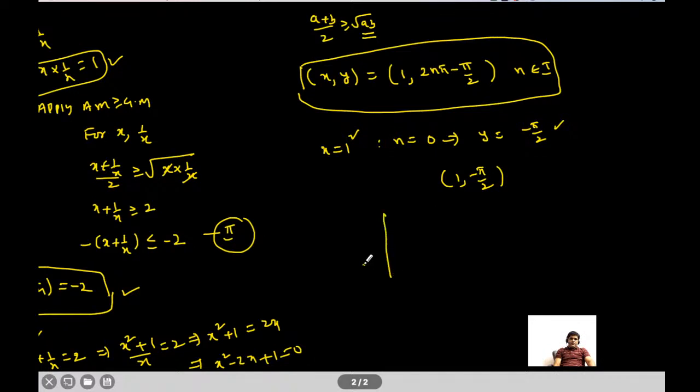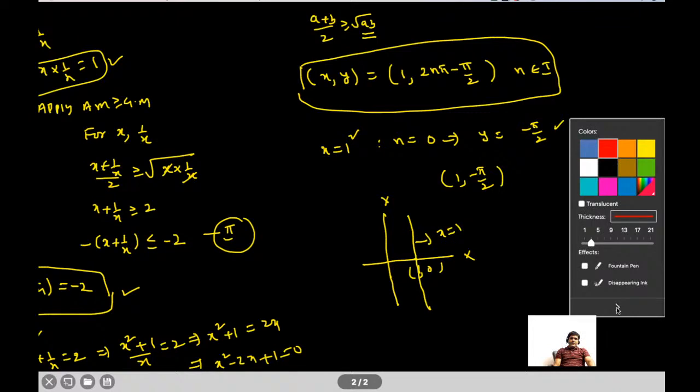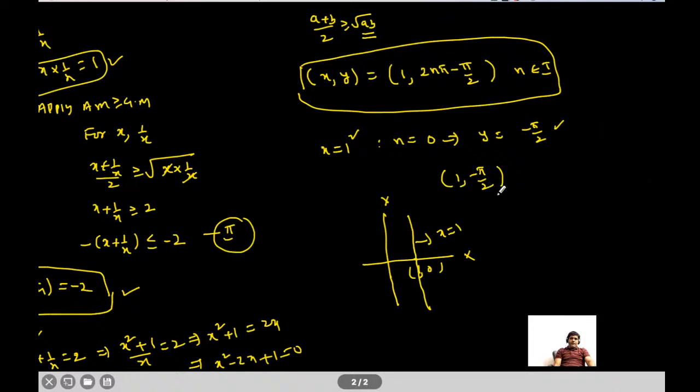Now this is the x axis and this one is the y axis. This x is equal to what? 1. X is equal to 1 is the line which is parallel to the y axis, and passes through 1 comma 0. This is 1 comma 0. So this is the x is equals to 1 line. Now y is equal to what? Minus pi by 2. X is equals to 1. Y is equals to what? X equal to 1 is this one. Y is equal to minus pi by 2. What is y is equal to minus pi by 2?